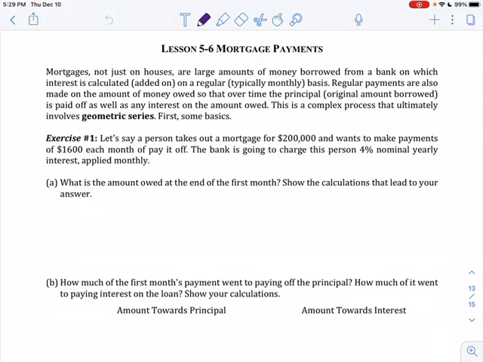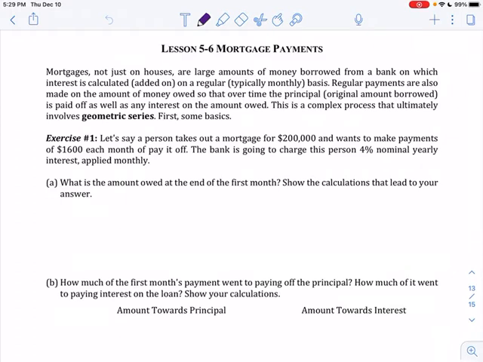So mortgage payments are typically money that's borrowed for houses, but it doesn't have to be for a house. It could be for like a large boat or something like that. But it's typically a large amount of money. The interest is calculated on a regular basis. Usually it's a monthly basis.